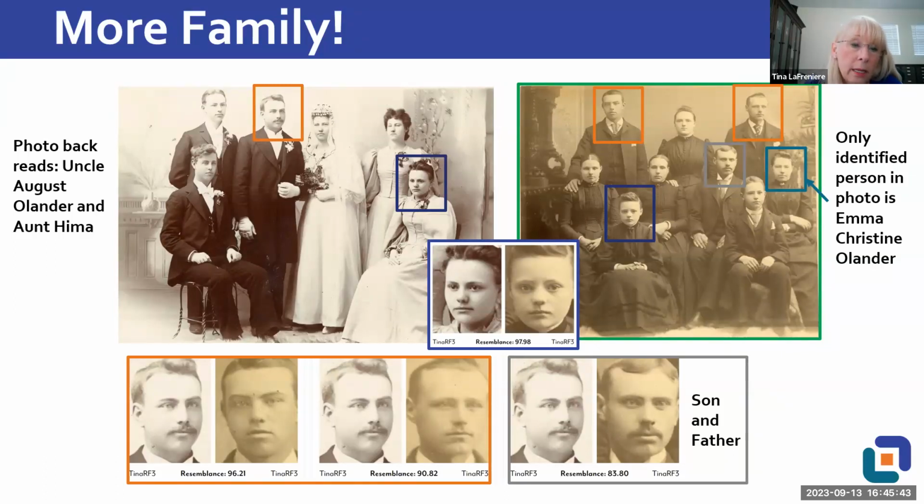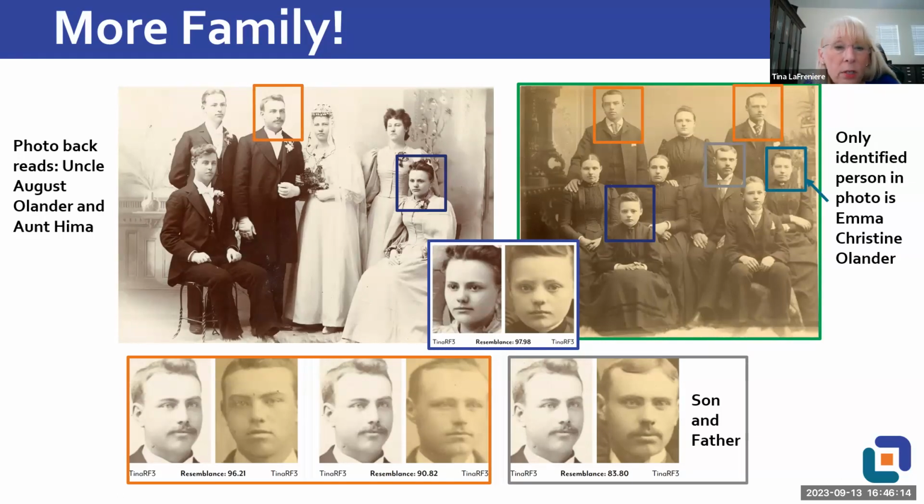We have two candidates for August Olander in the family photo. They're boxed in orange. We believe the man on the left with a resemblance number of 96.21 is him because the other brother has a cleft in his chin where August does not appear to have one. And then the pairing boxed in gray would indicate that the man in the family photo is probably their father. So Steve ended up with a lot more than he expected.